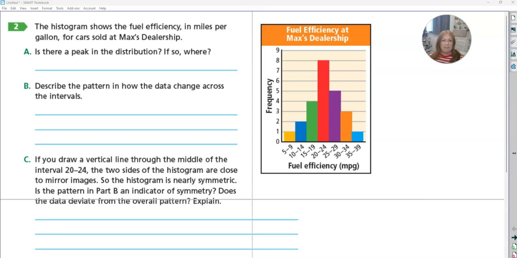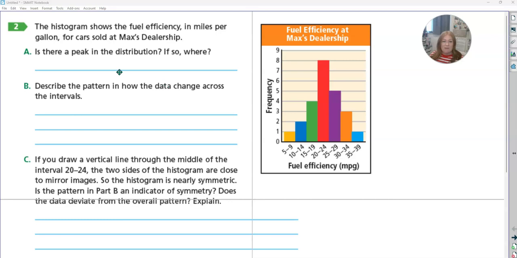For 16.1 task 2, we're going to be using this histogram to answer some questions. The histogram shows the fuel efficiency in miles per gallon for cars sold at Max's dealership. So they have one car that can go only 5 to 9 miles per gallon. They have two cars that can go this far. We can see most of the cars go about 20 to 24 miles per gallon. And they have one car that gets really good gas mileage, 35 to 39.